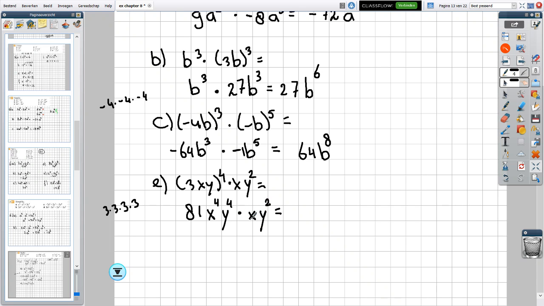Multiplication, so I can simplify. Put the numbers in front first. X to the 4th times x. Remember, as if there was a 1 here, right? So x to the 4th times x to the 1st power, you could say, is x to the 5th power. And y to the 6th power. Evaluate those two separately, right? So x to the 4th times x is x to the 5th. Y to the 4th times y squared is y to the 6th. And this is your final answer.